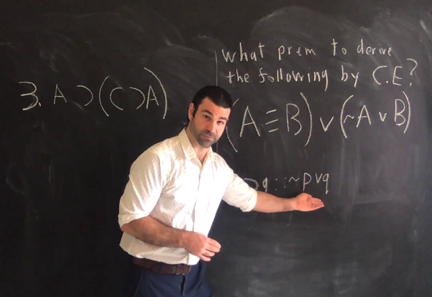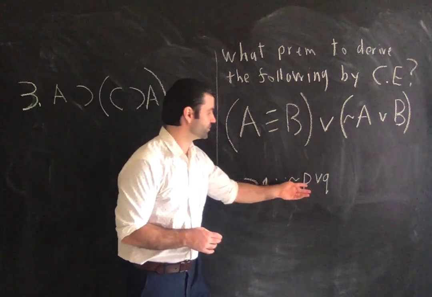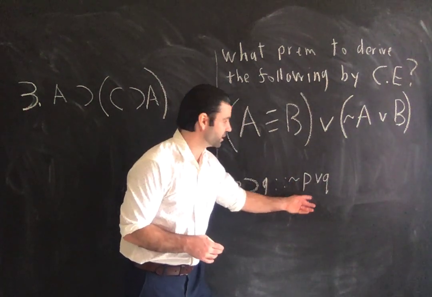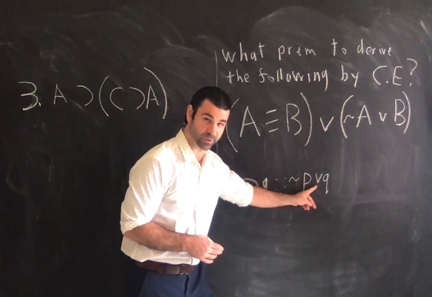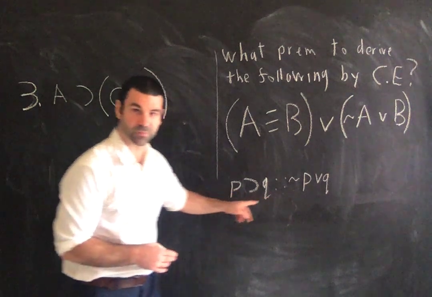Say in words what this form is. Well, it's a disjunction with a negation as the first disjunct. Right? It is a disjunction. That's the major operator, and the first disjunct, or the left disjunct, is a negation.